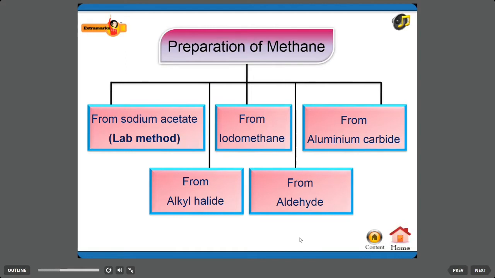Moving on, we will learn how we can prepare methane. In the laboratory, methane is prepared from sodium acetate. Other methods of preparation of methane are from alkyl halide, from iodomethane, from aldehyde, and from aluminum carbide.